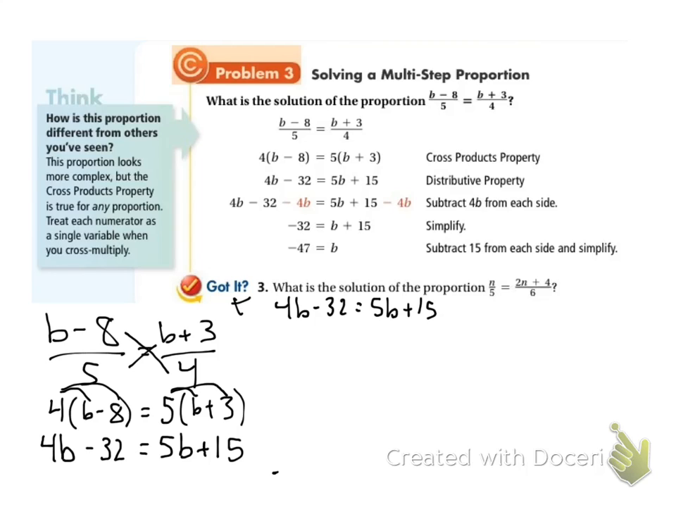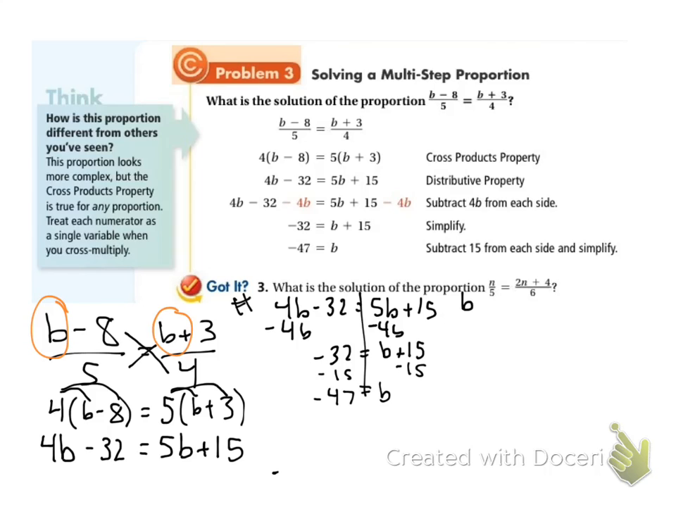I'm going to call this side my number side, and I'm going to make this side my b side. So I'm going to subtract 4b from both sides. I get negative 32 equals b plus 15. If I subtract 15 from both sides, I get negative 47 is equal to b. I can plug that in up over here, here, and here.